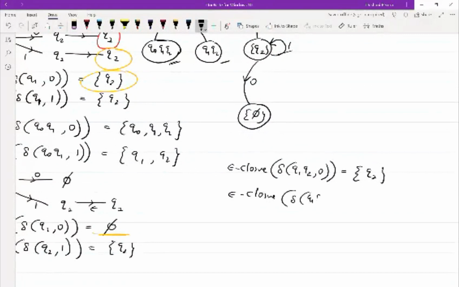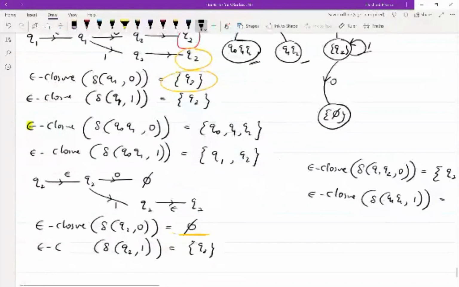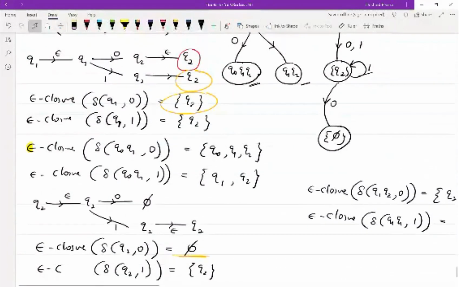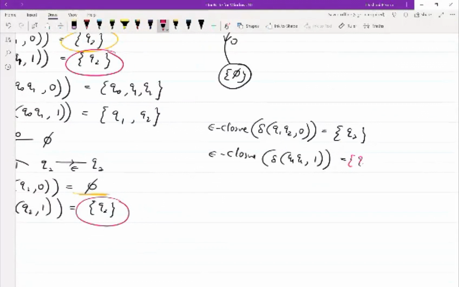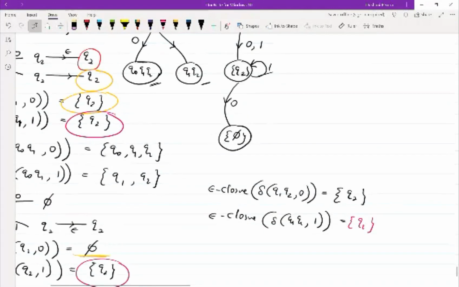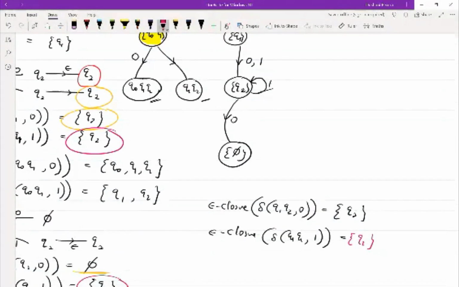Similarly, delta Q1, Q2 with 1. What will happen if I give 1? When I'm at Q1, if I give a 1, my answer is Q2. When I'm at Q2, if I give 1, my answer is still Q2. Therefore, here again the answer is Q2. I'll extend my diagram. Q1, Q2 goes to Q2 upon seeing either 0 or 1, anything. That is also done.